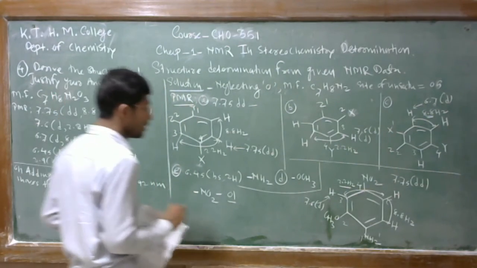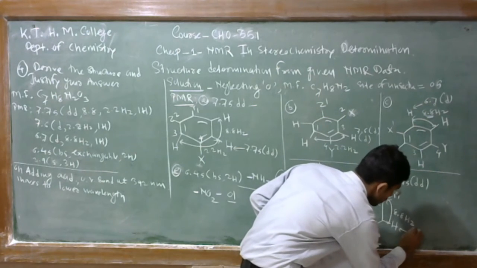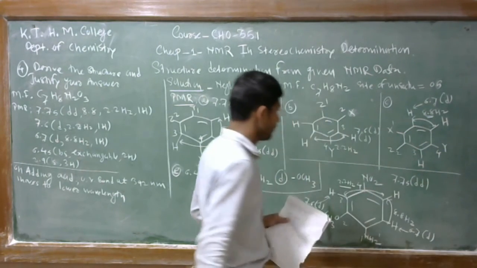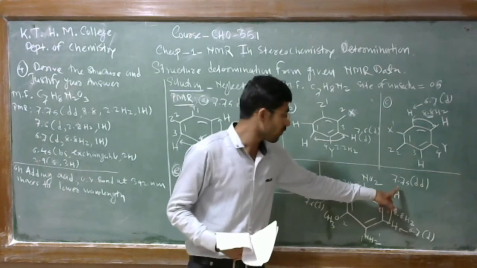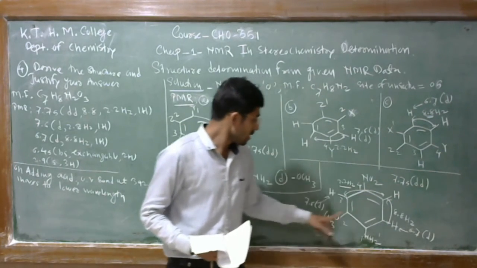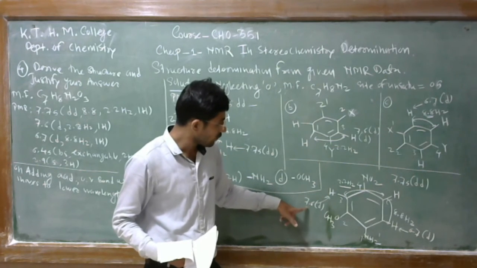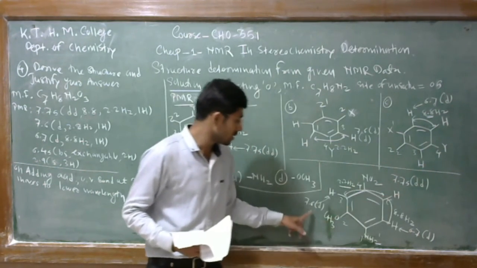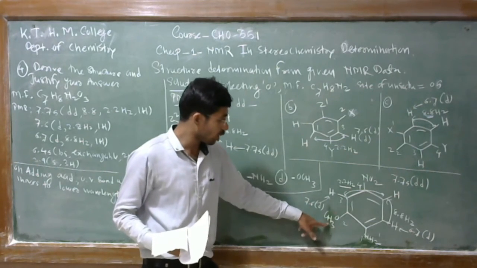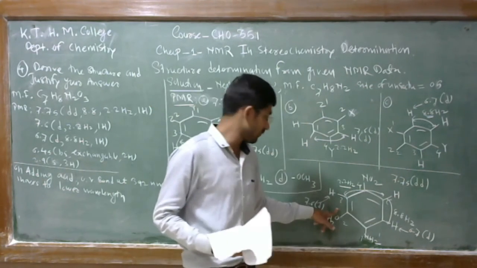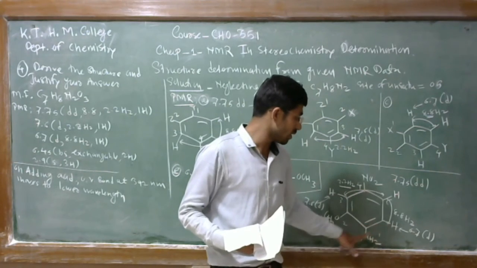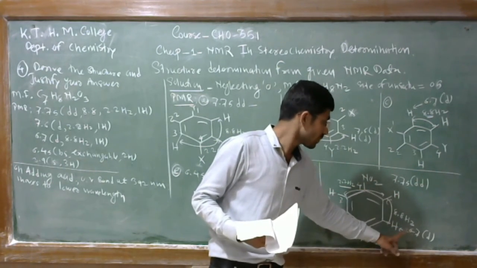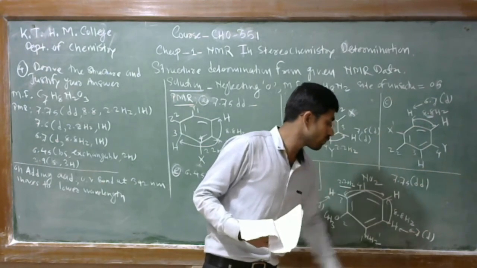And for the one that is 6.7, that is the doublet with 8.8. Means because of nitro we can observe the deshielding for this proton, and because of nitro also we can observe the deshielding, but as compared to this proton, this is upfield. Because the methoxy group shows the plus R effect, also the NH2 group shows the plus R effect. Because of that we can observe the upfield shift for this 6.7 proton.